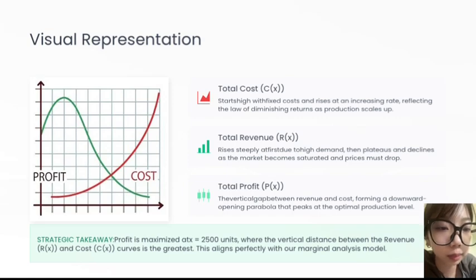The text at the bottom tells us the core rules. The vertical gap between the revenue line and the cost line is the largest at 2,500 products. This result fully matches all our math work before.